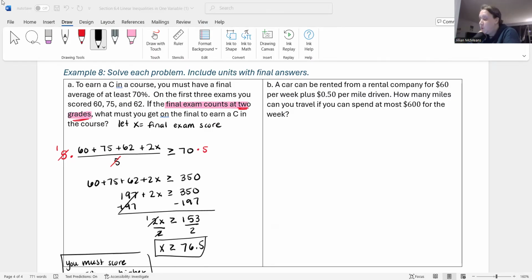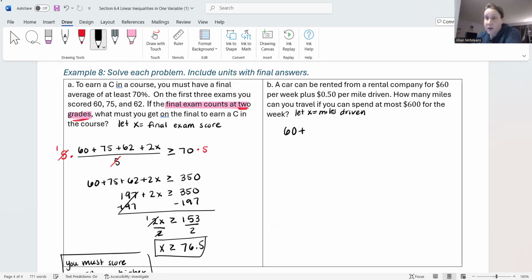Okay, so what we want to do is come up with a generic formula or an inequality that could represent the cost here. We know that we have a flat fee for the week of $60. We also know that we're going to get charged 50 cents per mile, and that per mile is the unknown piece. And we as mathematicians assign a variable to the unknown. So we're going to let x equal miles driven.